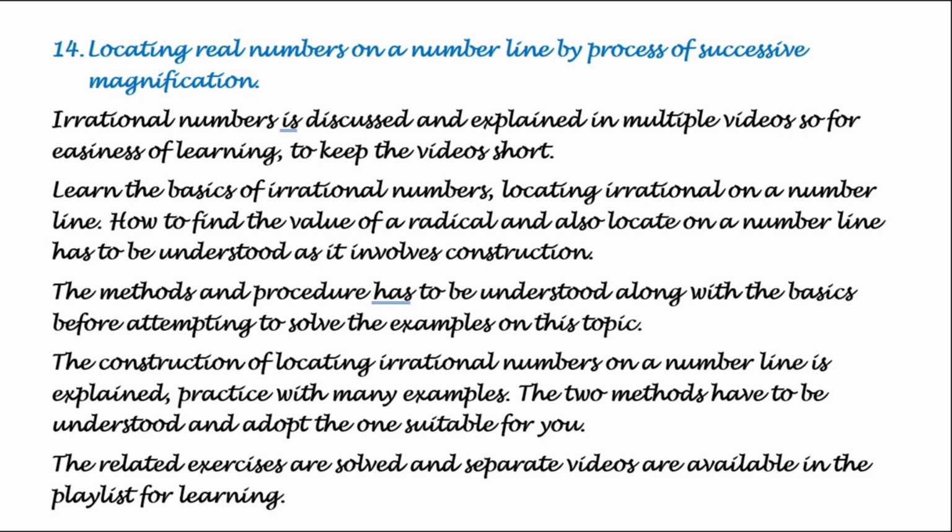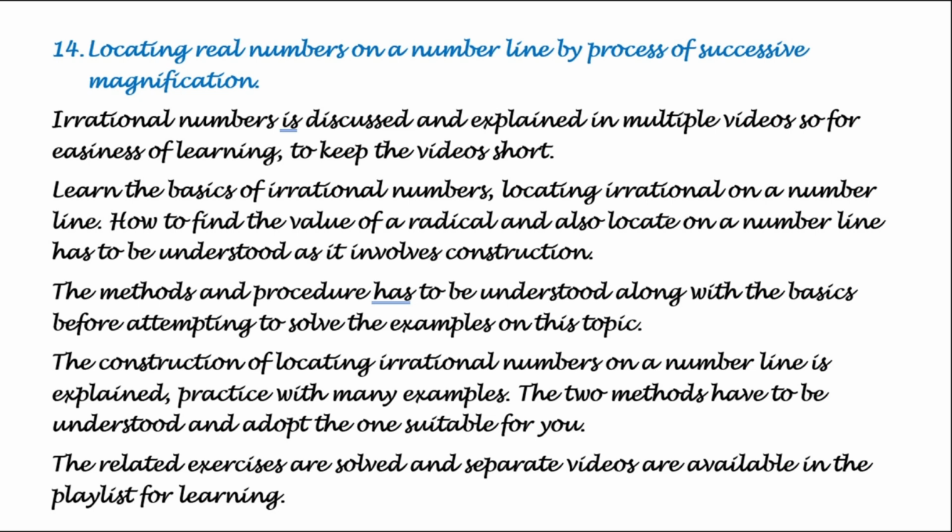The language used in explaining and discussing the subject is very simple. Learn the basics of irrational numbers, locating irrational numbers on the number line, how to find the value of a radical, and also to locate it on a number line. This has to be clearly understood, because construction is involved in this, therefore the basics should be more clear. The methods and procedure have to be understood along with the basics before attempting to solve the examples on this topic. The construction of locating irrational numbers on a number line is explained, and one has to practice with more examples to understand it better. The two methods have to be understood, and adopt the one which is suitable for the student.